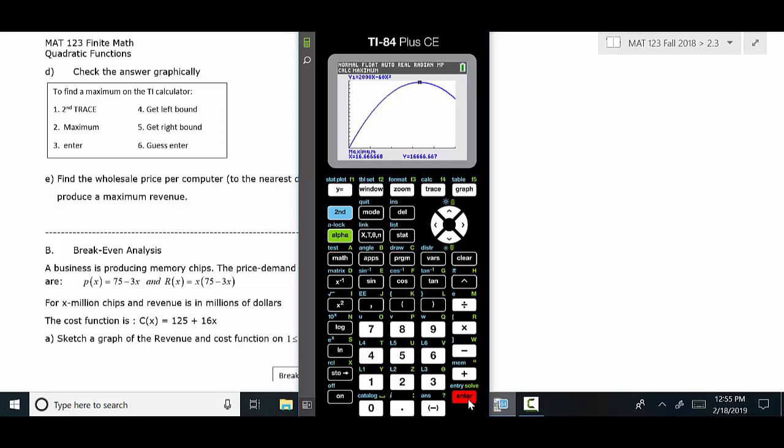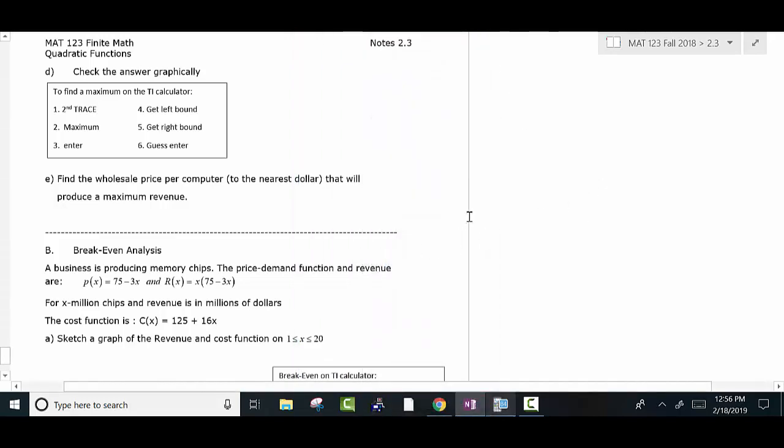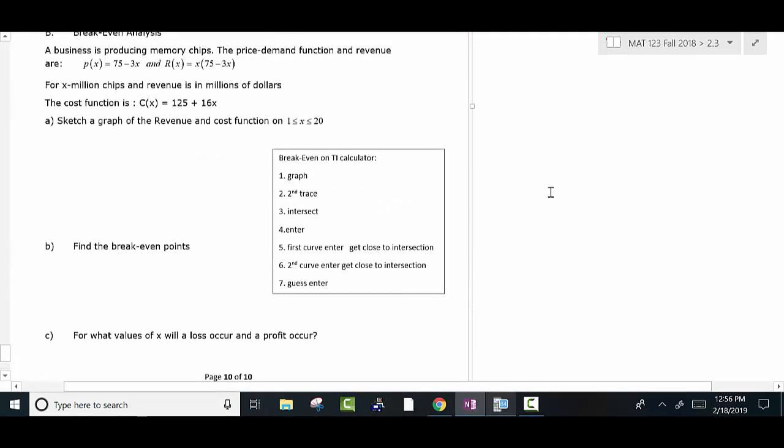Their technology can find that for you, okay? But you want to know how to do that kind of both ways, but that's a real quick way to get that done with your TI calculator then. Okay, so let's finish up this last thing here, and then we'll take a break. I want to go ahead and just finish this.